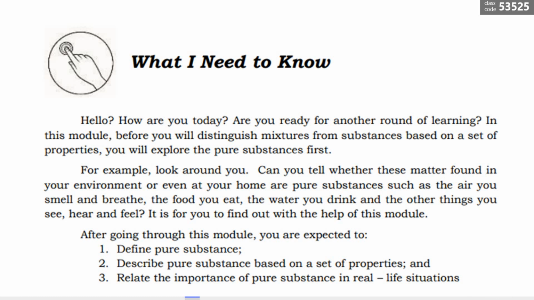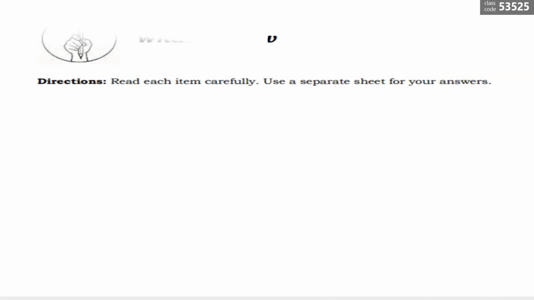So after going through this module, you are expected to define pure substance, describe pure substance based on a set of properties, and relate the importance of pure substance in real life situations. So before we proceed with the lesson proper, let us review. What I know. Directions: read each item carefully. Use a separate piece of paper for your answers.